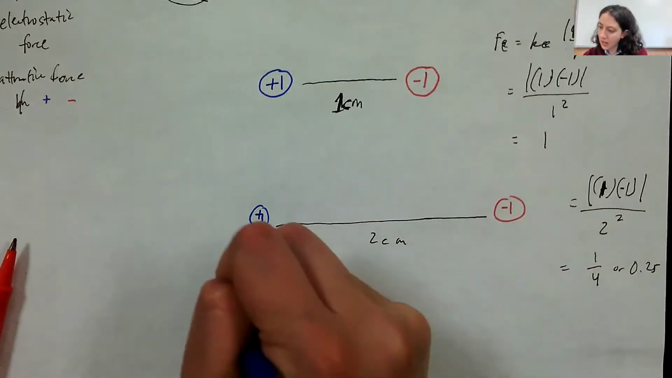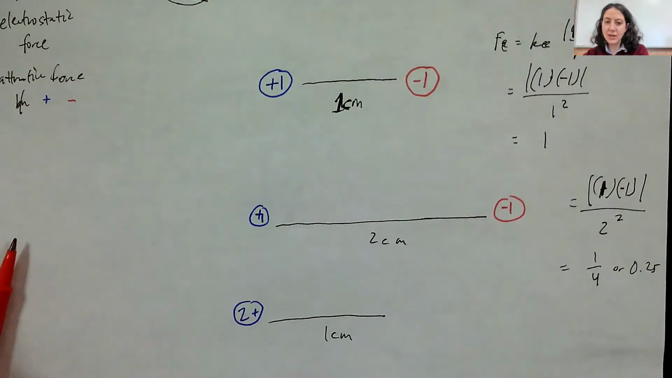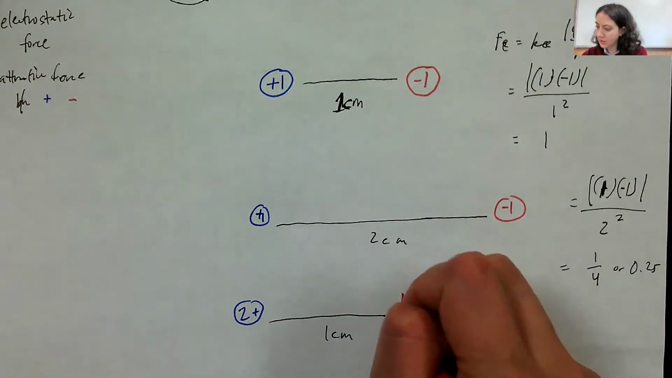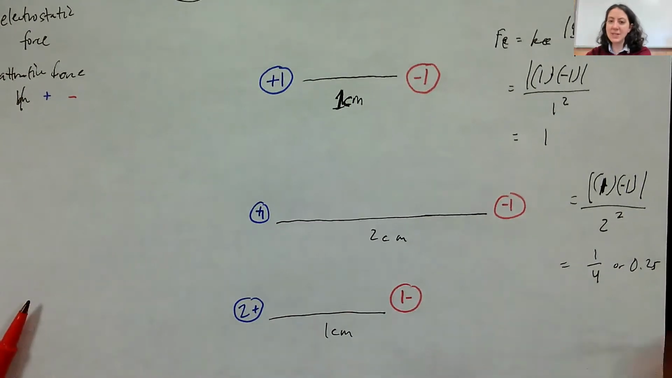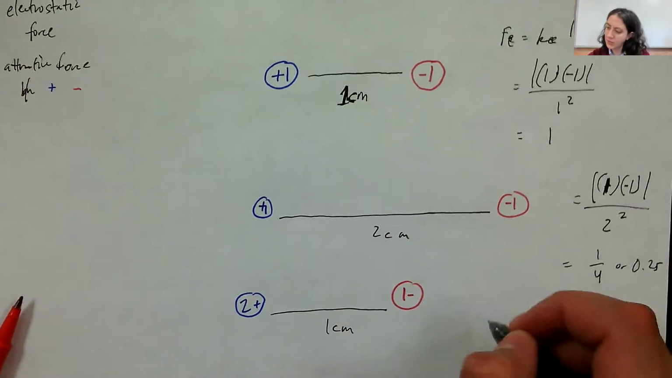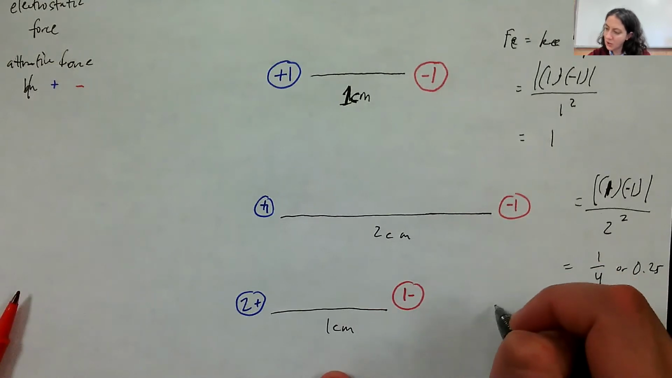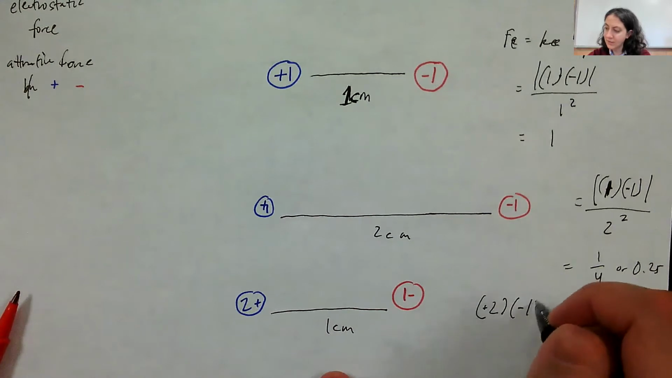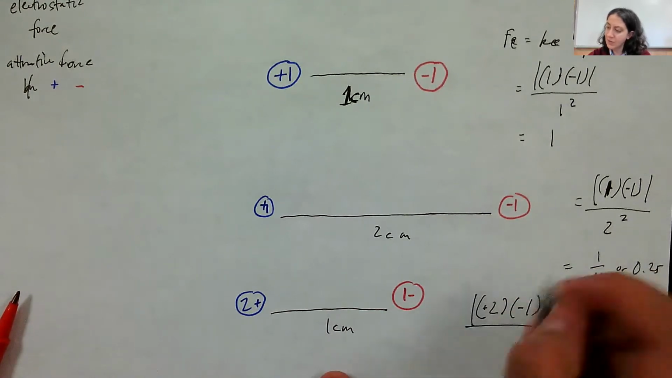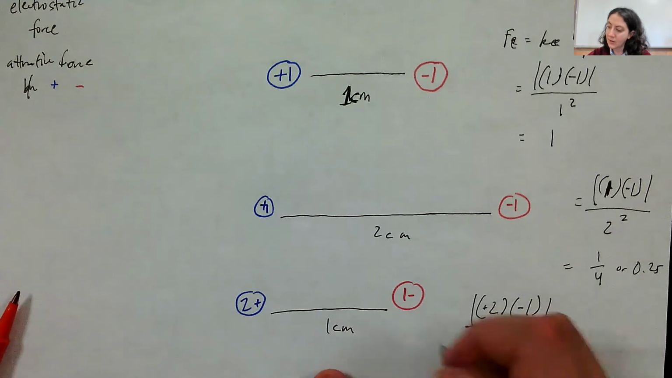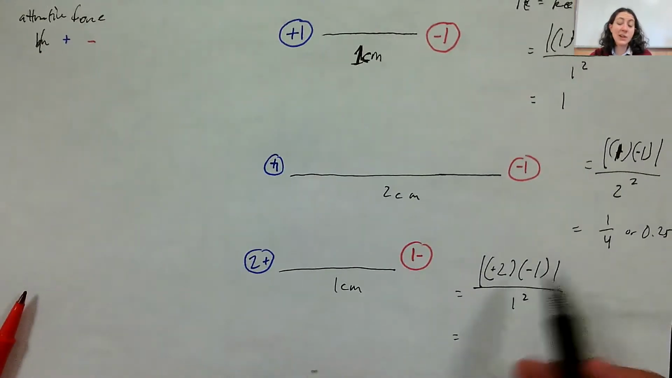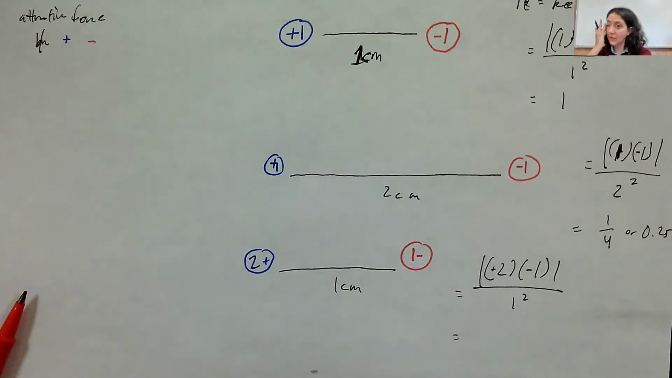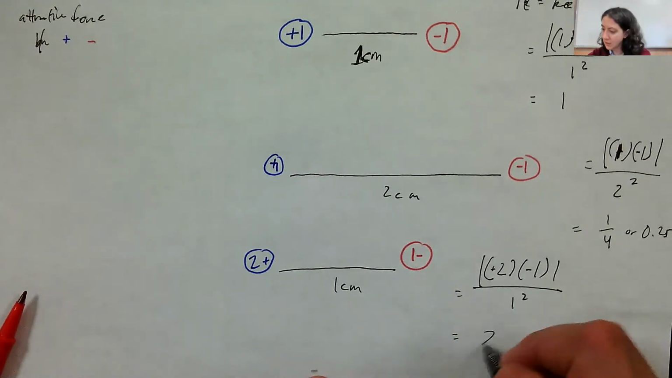And let's make this 2+ instead. And let's make this one, we'll keep this one the same as just 1-. So let's see what happens in this scenario, what the attractive forces are like. So this time we're going to have 2 positive times 1 negative, absolute valued, and we're still going to divide that by 1 squared. And that is going to be equal to, let's see, 2 times 1, -1 is -2, but absolute value is 2 divided by 1 squared, which is just 1, so that's just going to be 2.